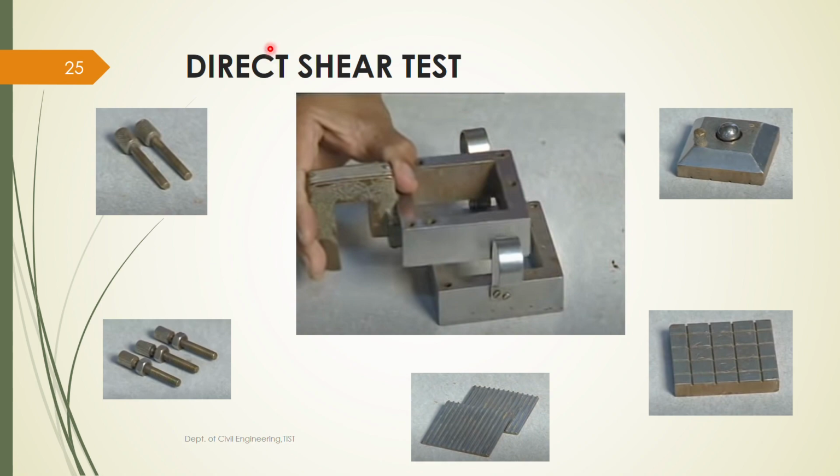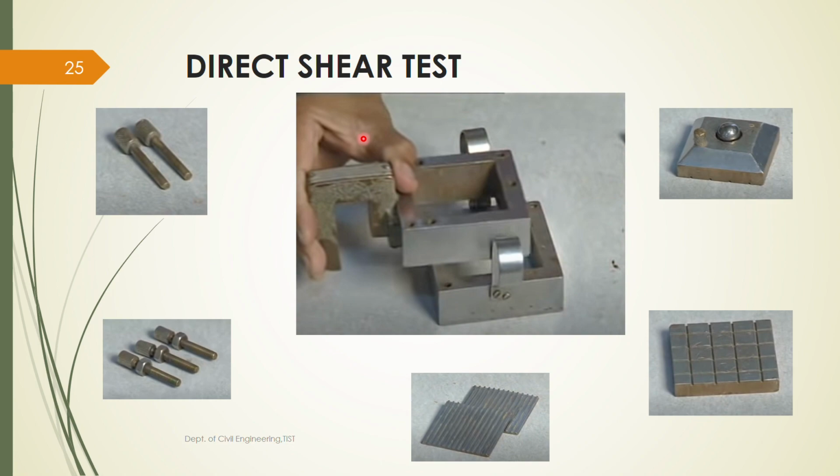Now we'll start the first test, that is direct shear test. In direct shear test, we'll be using something known as a shear box. So, this is the shear box. The shear box is split into two, the upper half and the lower half. In the lower half, you can see two curved handles attached, and an inverted U-frame is attached to the upper half.